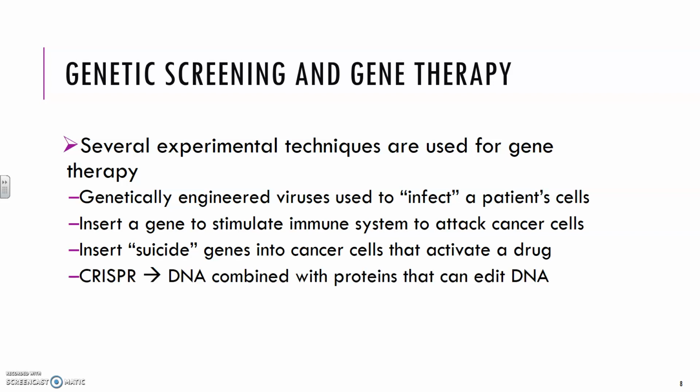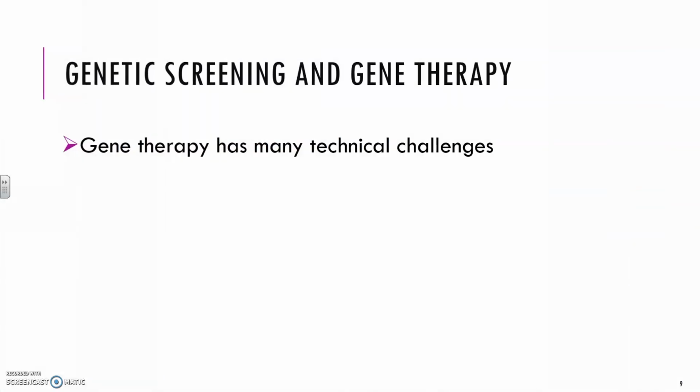So CRISPR, which was that video that I showed you back at the beginning of this semester, has been a huge, huge discovery in just the past couple years, not even a decade yet. It is DNA combined with proteins that can very specifically edit DNA. It's incredibly precise and very accurate. So this has been a big push in research, looking at CRISPR.